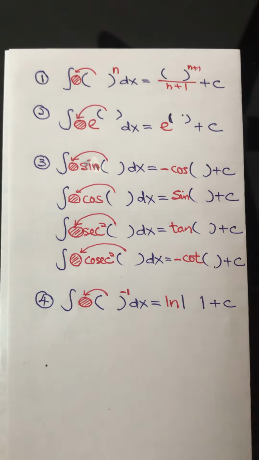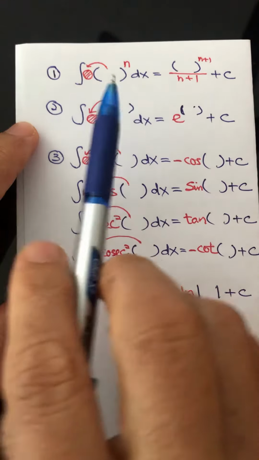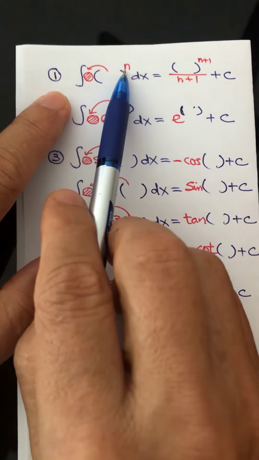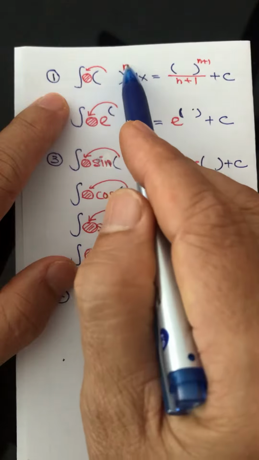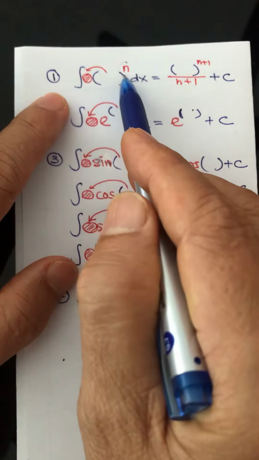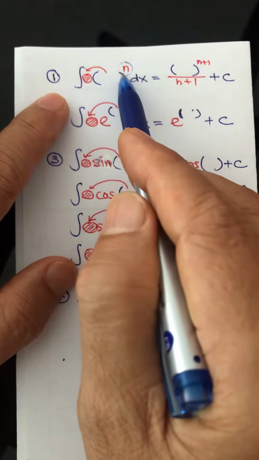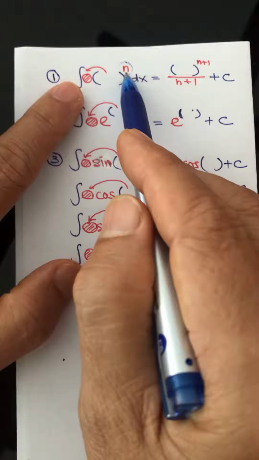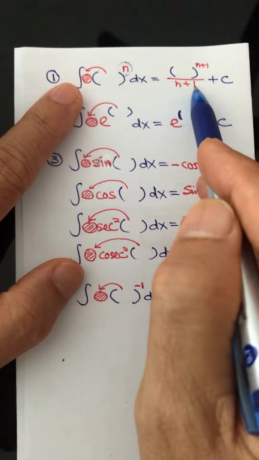Okay, now look at here. If you want to integrate, you look at this. This is the bracket. This is n. That means when you integrate, the bracket outside, the one that is not the bracket, we call it the function. So when integrating, you want to change this function. This function n can be changed into n plus 1 over n plus 1.